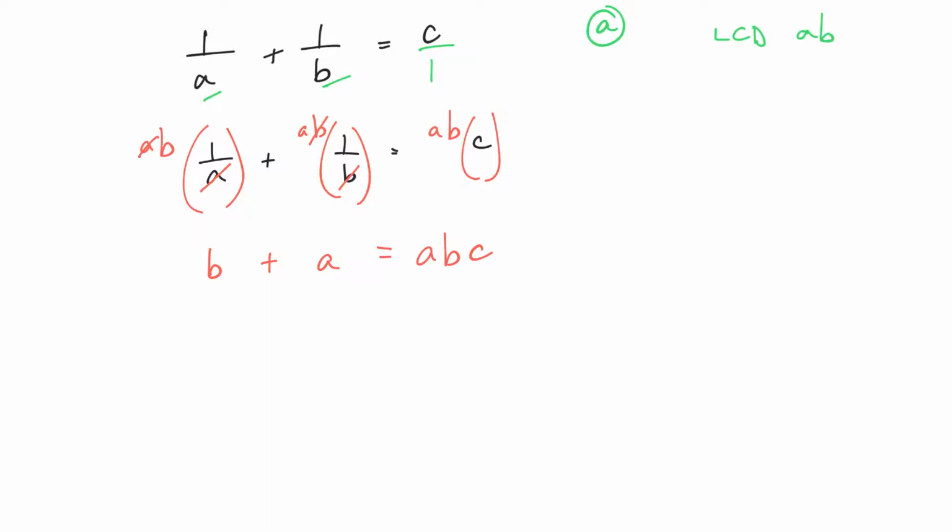Feeling pretty good. I need to solve for A though. Uh-oh, I've got two of them. Just like this last question, if I get them together, then I can factor one out to get it by itself. So I'm going to subtract an A on this side, subtract an A on this side. So that will leave me with B is equal to ABC minus A.